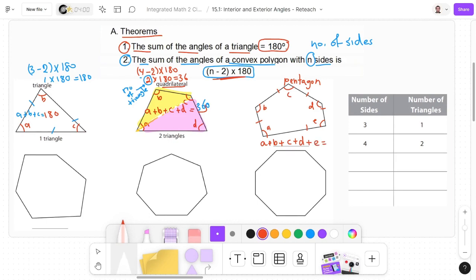How can I know them? Using the rule. So I can say now the n is equal to 5 minus 2, times 180. Okay, so that means I'm talking about 3 times 180. So 3 times 180 equals 540. Okay, so now the total of all the angles is equal to 540.